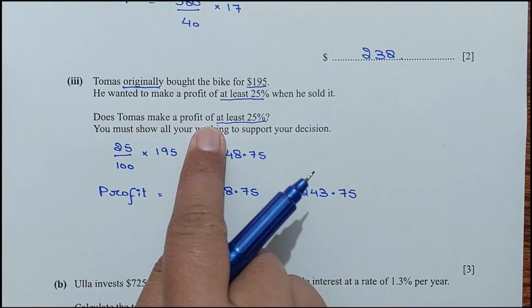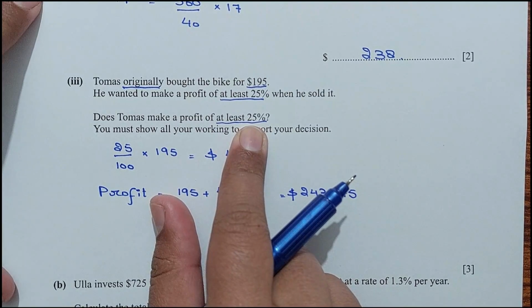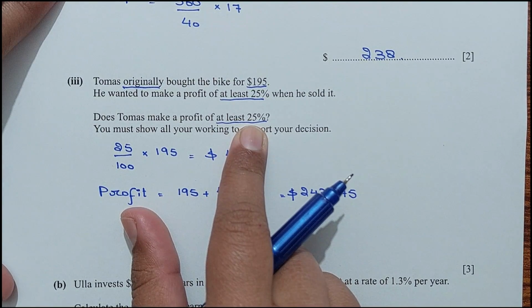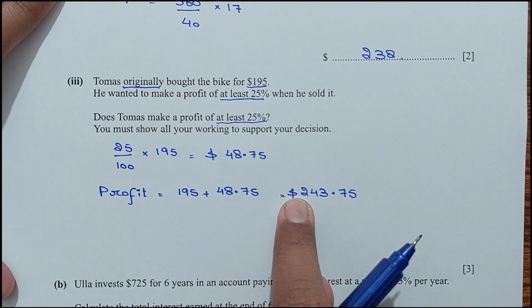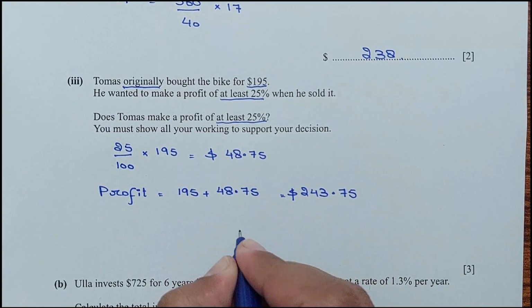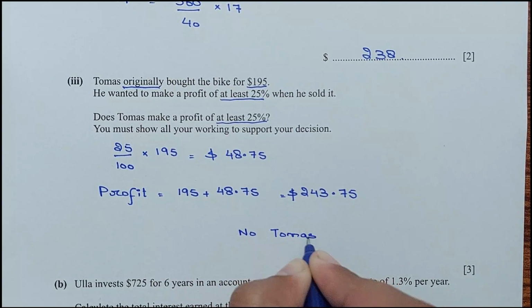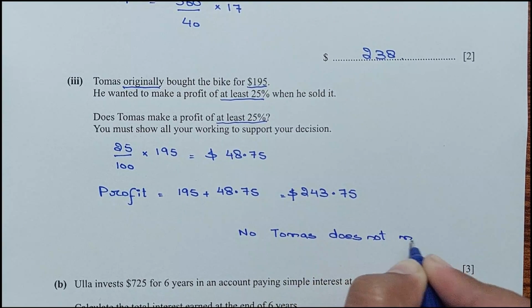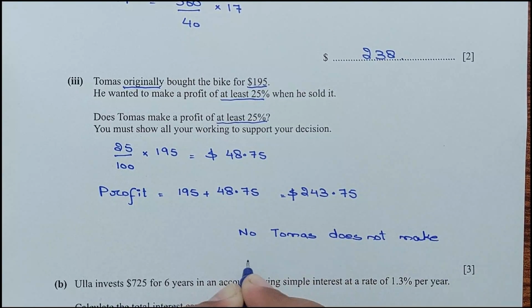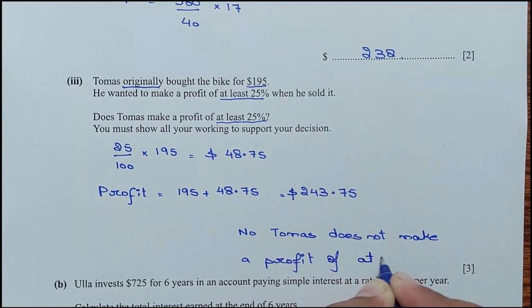Does Thomas make a profit of at least 25%? But from the second part, we know that the amount received for the bike is $238. This is $243.75. So the answer is no. Thomas does not make a profit of at least 25%.